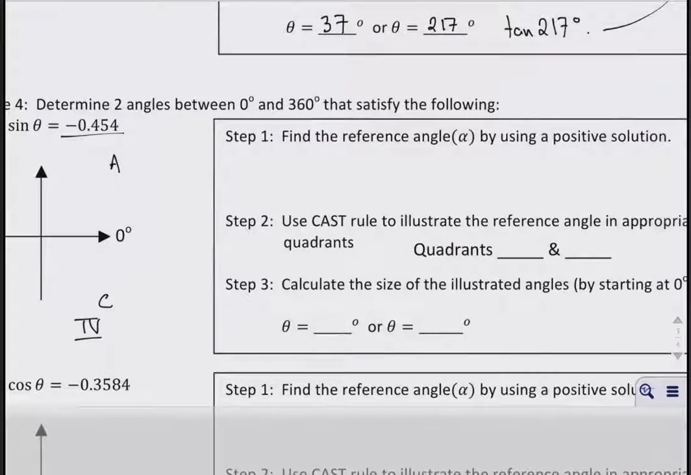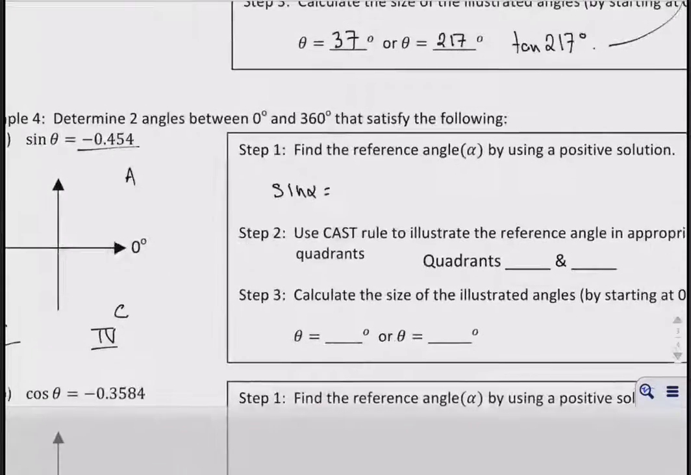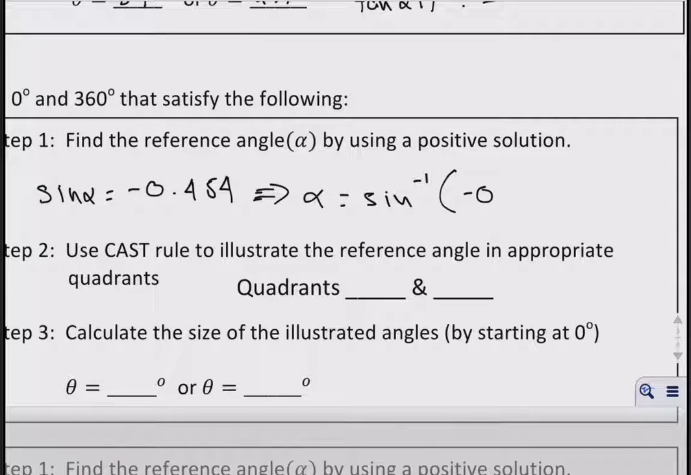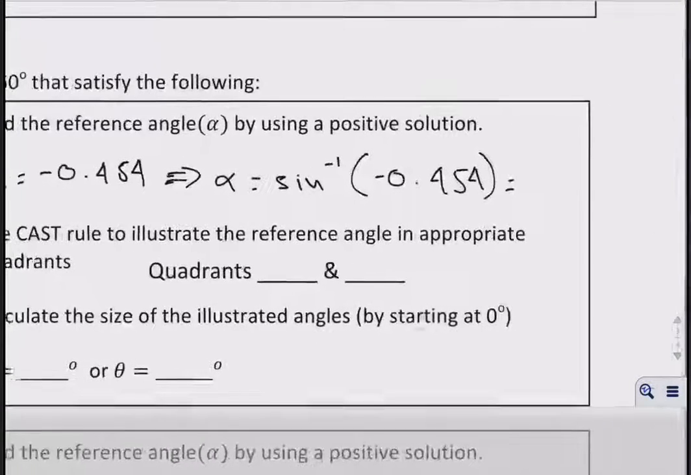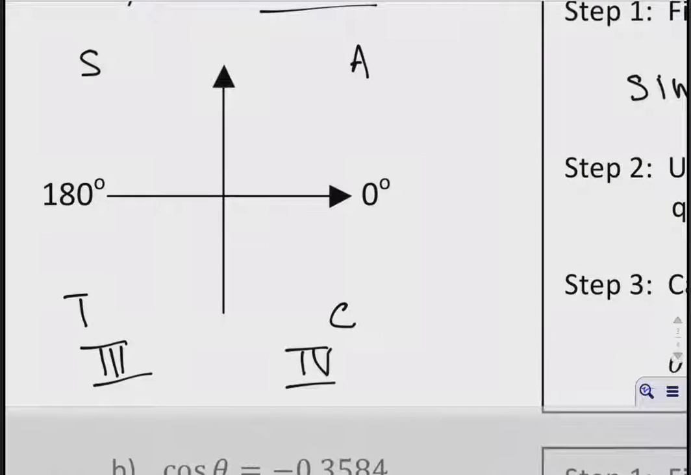Let's figure out the first one by finding the reference angle alpha. So I rewrite this as sine alpha equals negative 0.454, which implies that alpha is equal to the sine inverse of negative 0.454, which gives me, in this case, negative 27 degrees. Now, negative 27 degrees, intuitively what that means, well, remember, if positive goes this way, then negative is going to come this way. So negative 27 degrees is going to go from 0 backwards 27. So that'll be negative 27 degrees.